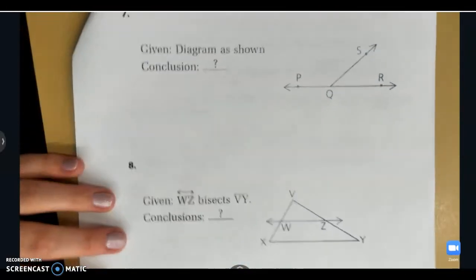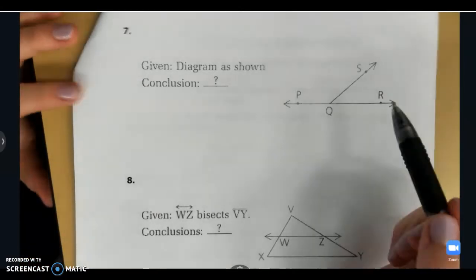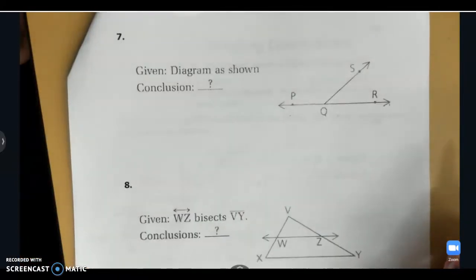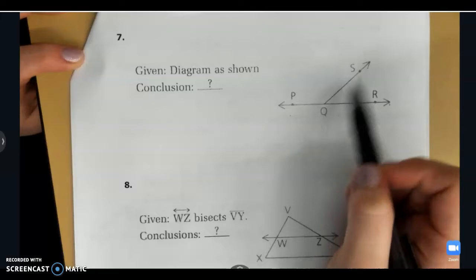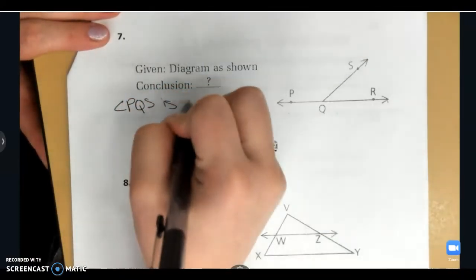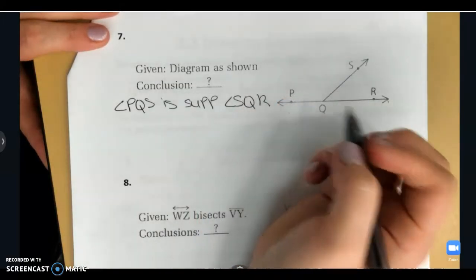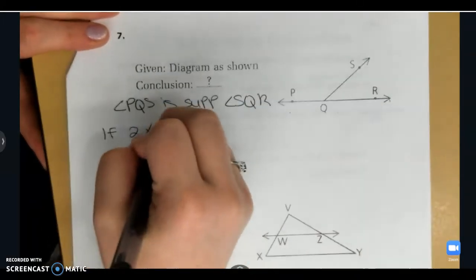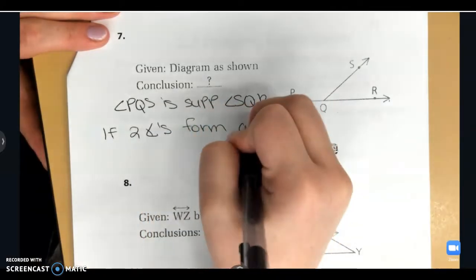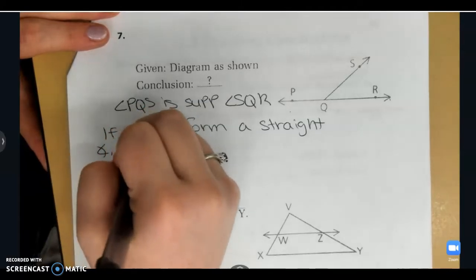Number 7, we're given this diagram. So remember, we can assume straight angles. So angle PQR is a straight angle, which means it adds to 180 degrees, and PQS and SQR add to that 180 degrees. So our conclusion here would be that angle PQS is supplementary to angle SQR, because if 2 angles form a straight angle, then they are supplementary.